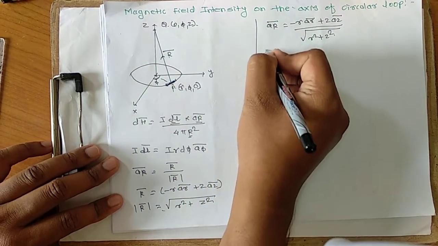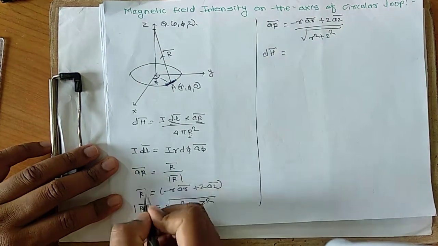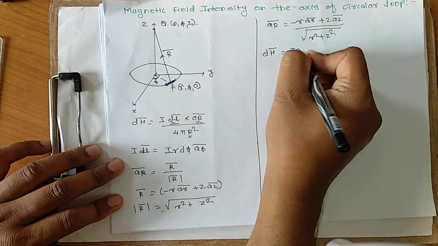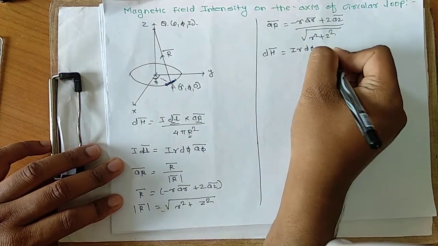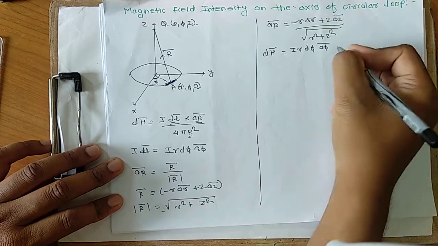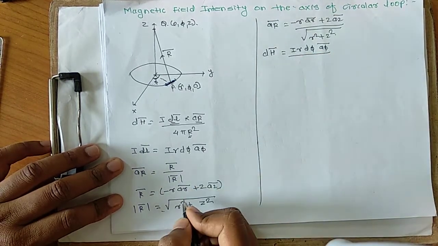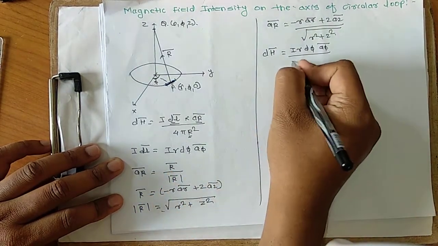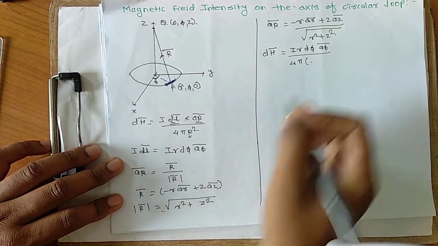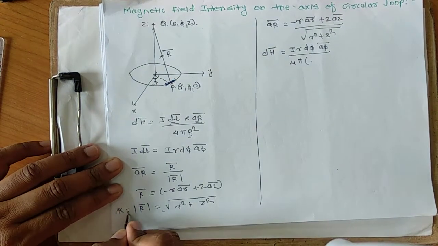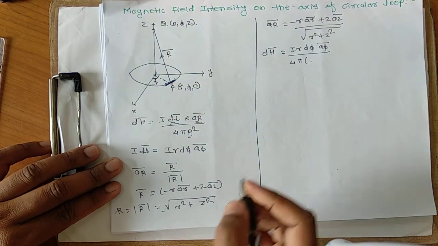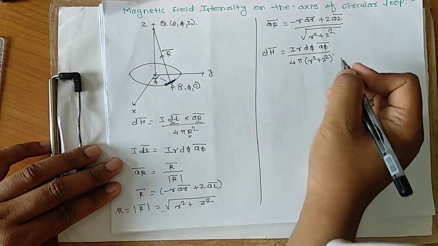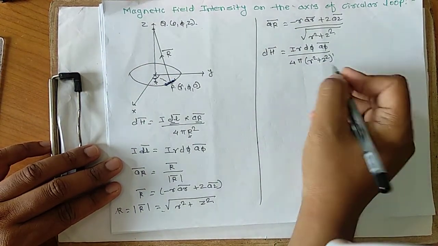Now put the values into dH bar. So we have this dH bar, I dL bar. What is I dL bar? It is I r d phi a_phi bar, cross, divided by, so I will write here this term, 4 pi. What is r square? r square means you have to remove this root, so r square plus z square raised to 1. I am writing this because after that we have to simplify this.